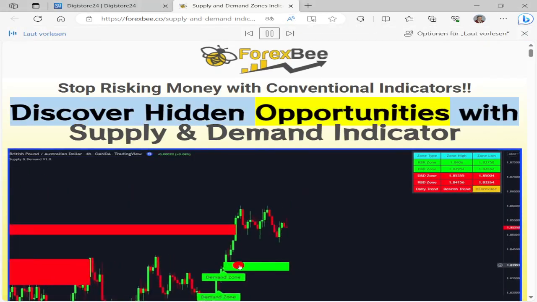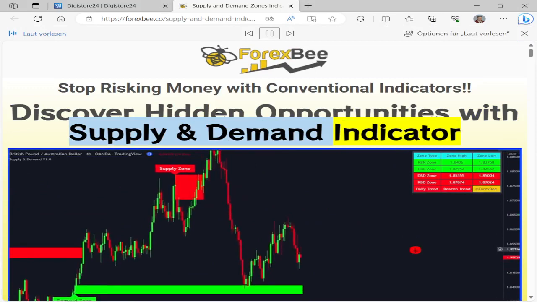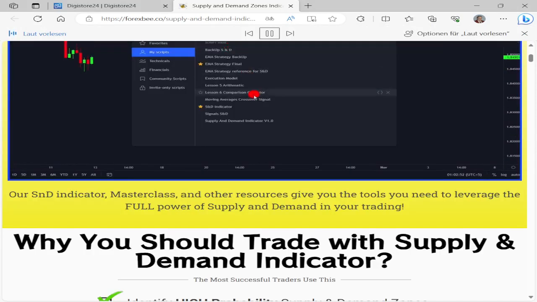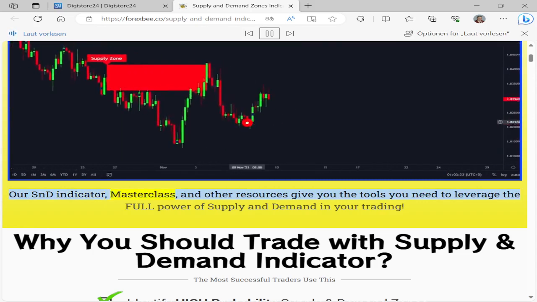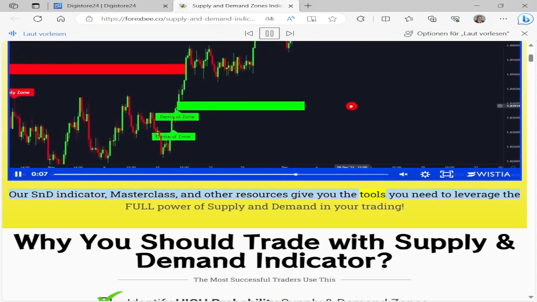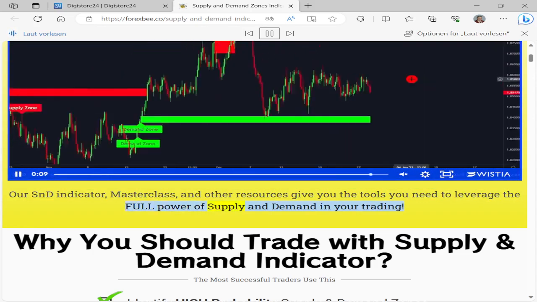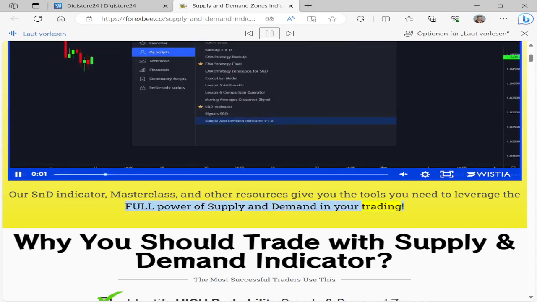Discover hidden opportunities with the supply and demand indicator. Our S&D indicator, Masterclass, and other resources give you the tools you need to leverage the full power of supply and demand in your trading.